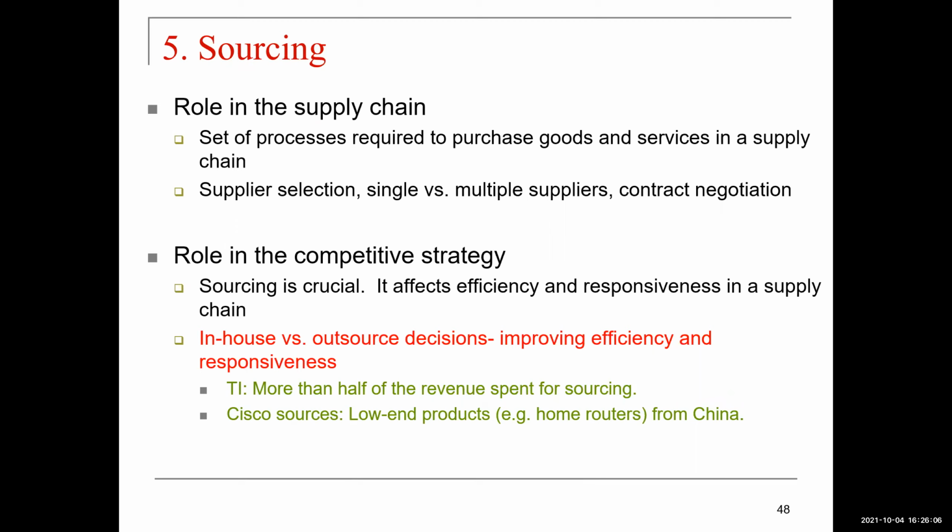Sourcing, the role in the supply chain, set of processes required to purchase goods and services in a supply chain, supplier selection, single versus multiple suppliers, contract negotiation, all that very relevant, very important. The role in the competitive strategy, sourcing is crucial. It affects efficiency and responsiveness in a supply chain. In-house versus outsourced decisions, improving efficiency and responsiveness. TI, more than half of the revenue spent for sourcing. Cisco sources low-end products, for example, home routers from China.